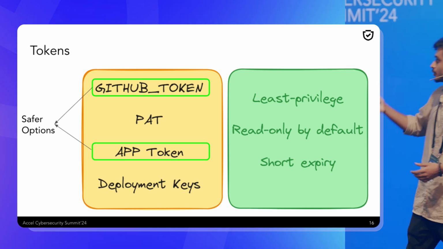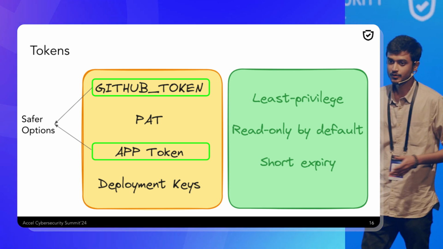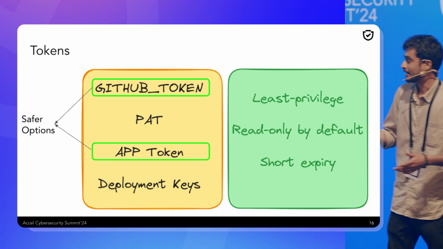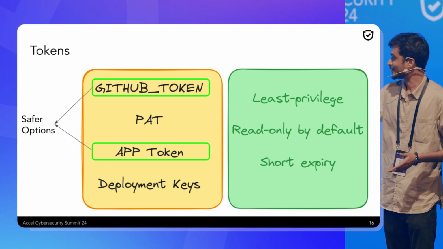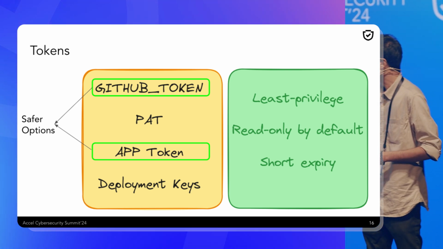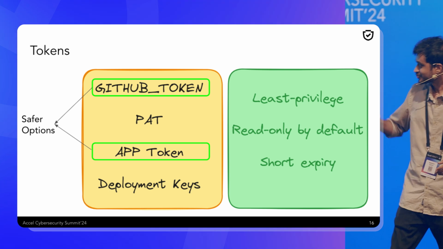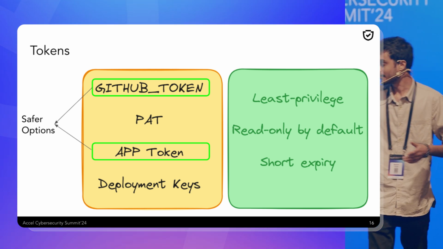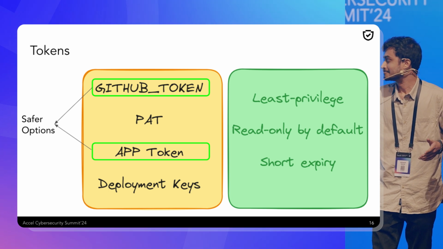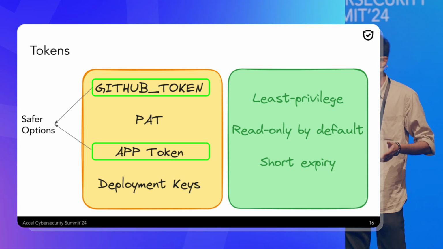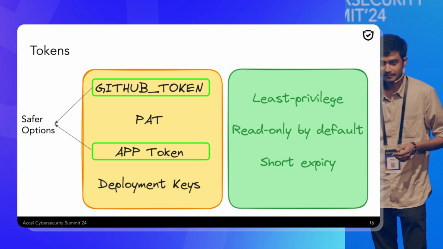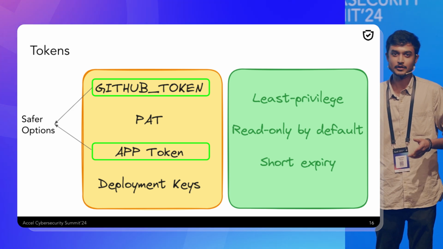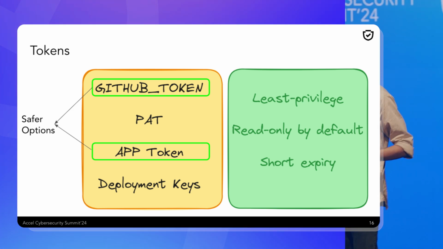Maybe a quick thing about tokens. There are a few options that GitHub gives us, 4 different types that we can commonly see. There are a few things that go wrong, where people use a very unsafe way of creating a token, for example with no expiry or a long expiry, with a lot of access and things like that. So there are some safe options.